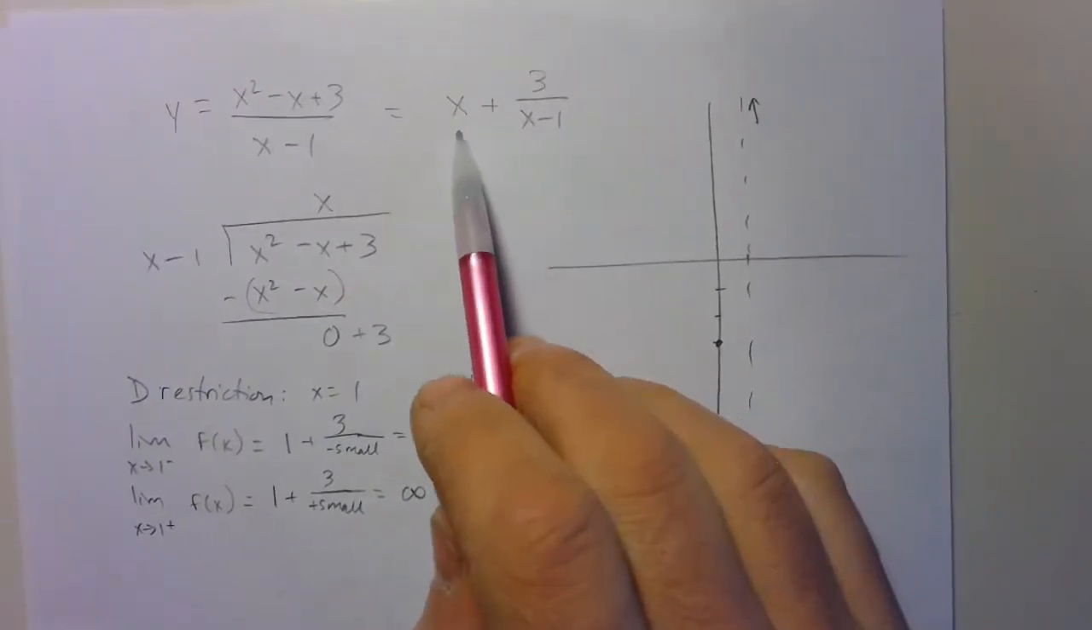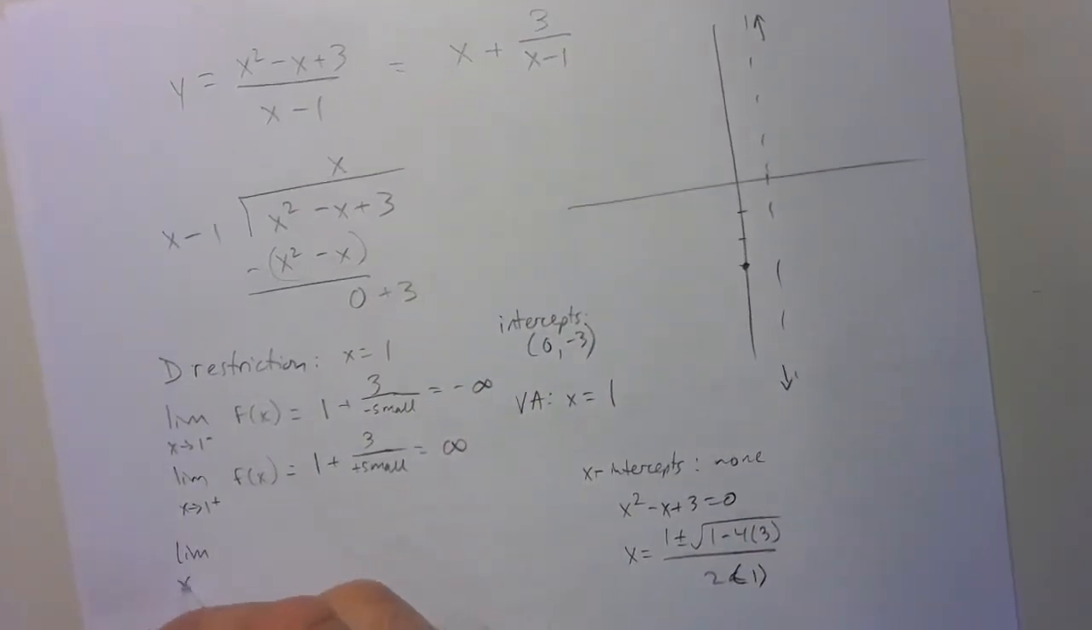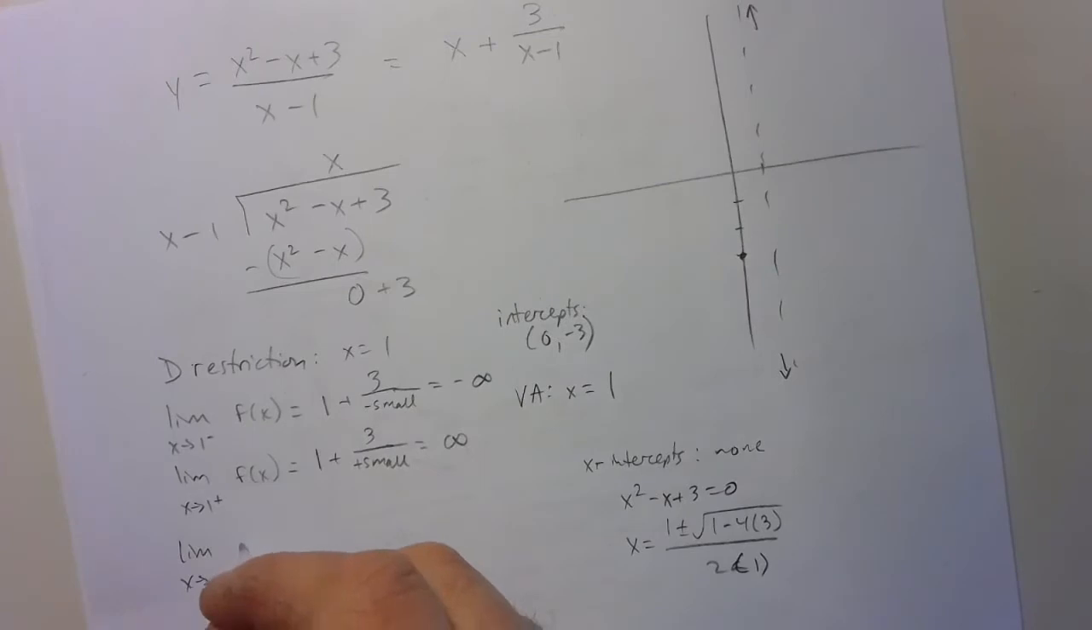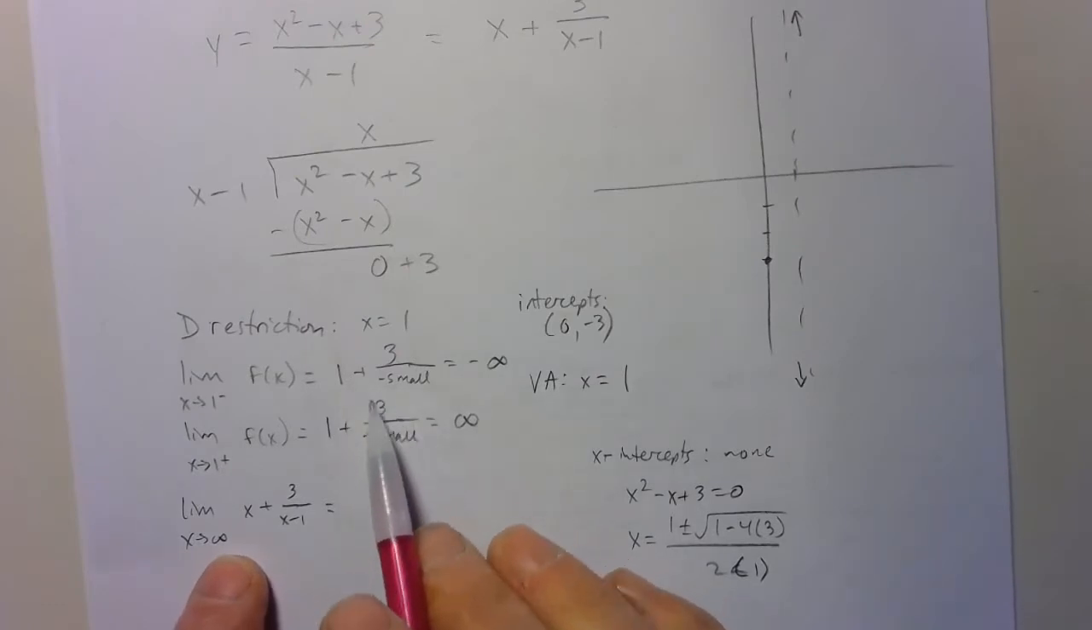So we have this version here. And now let's think about what happens as the limit as x approaches infinity. And I'll use the x plus 3 over x minus 1. Okay? Think about what happens here. And we kind of saw it as we did these limits right here.